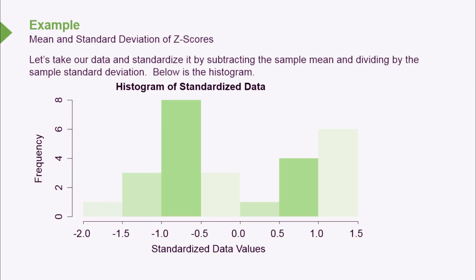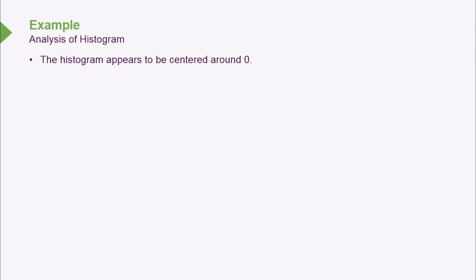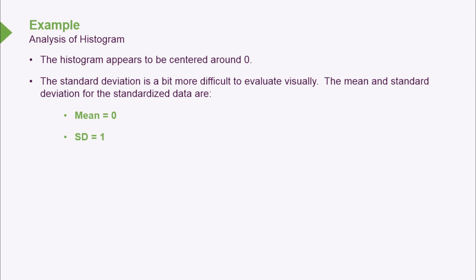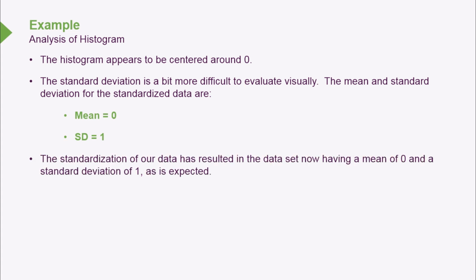All right, so let's look at an example where we standardize our original data set. We take our data, we subtract the sample mean, and we divide it by the sample standard deviation. Here's the histogram. What happens? Well, it appears to be centered around 0. And the standard deviation is a little bit more difficult to evaluate visually, but we can find that the mean and standard deviation for the standardized data are in fact 0 and 1, respectively. The standardization of our data has resulted in the data set now having a mean of 0 and a standard deviation of 1, as we expected.